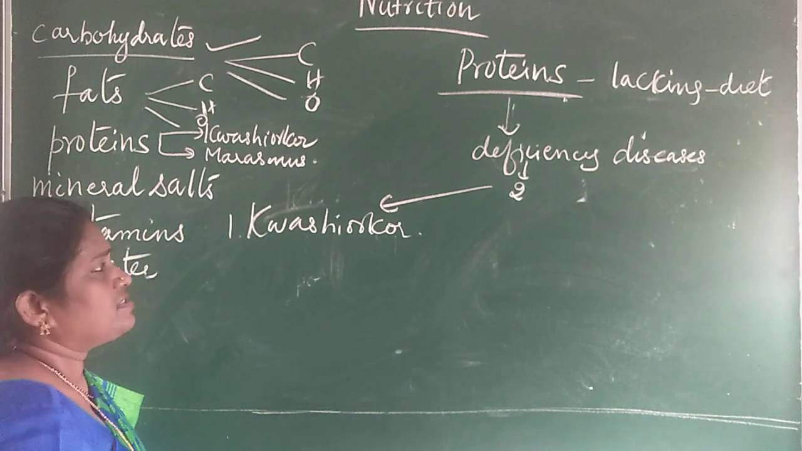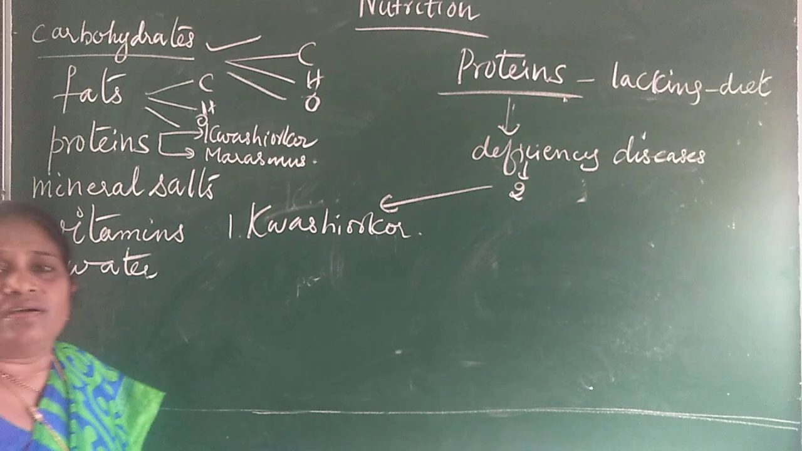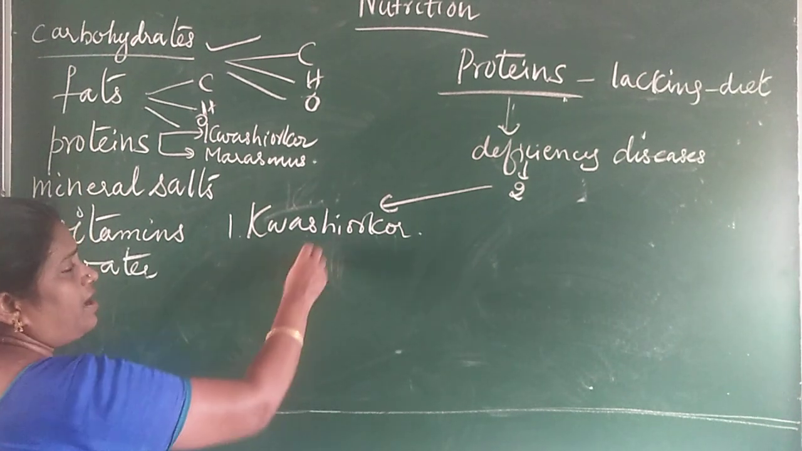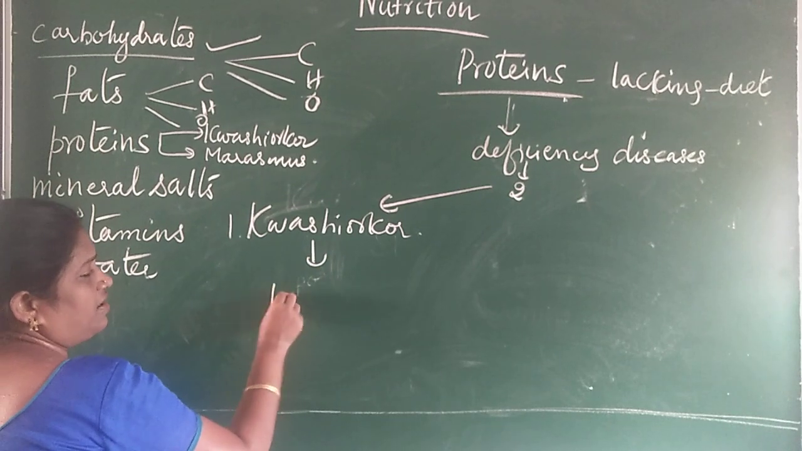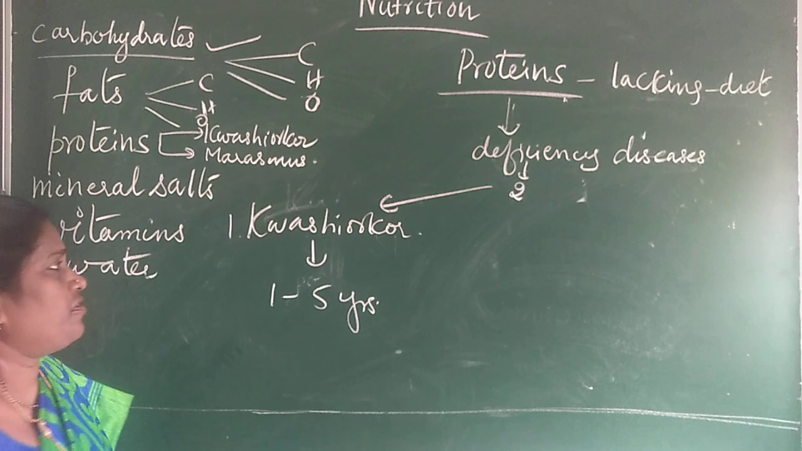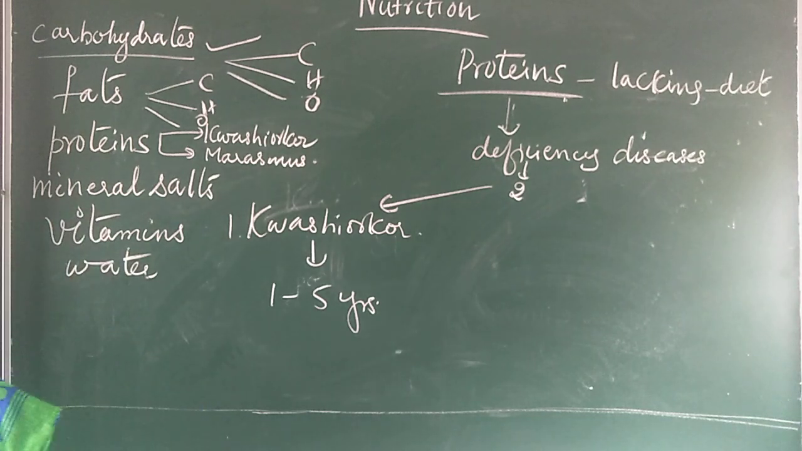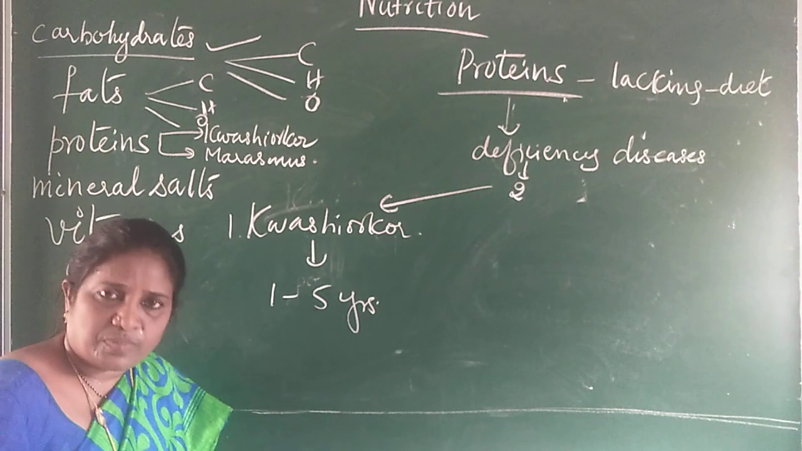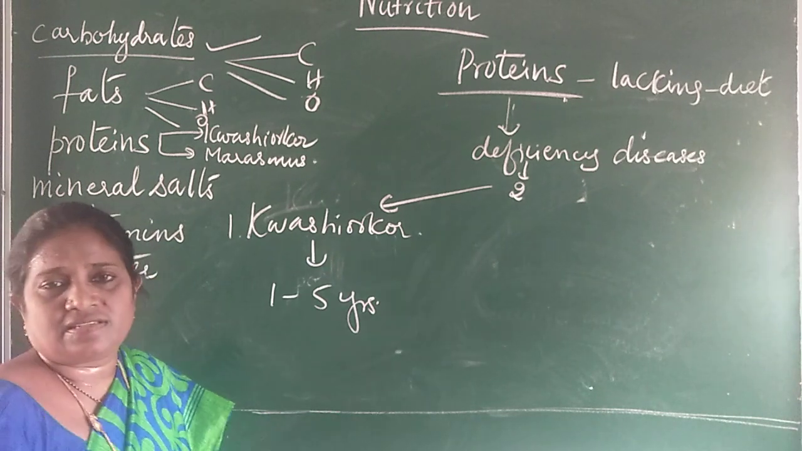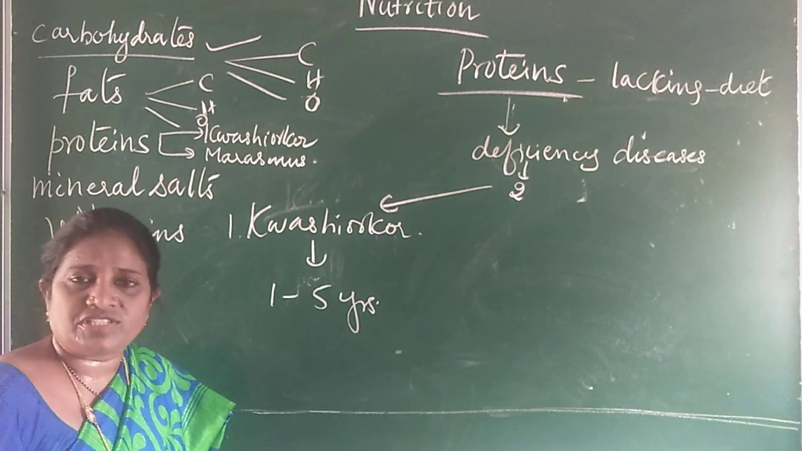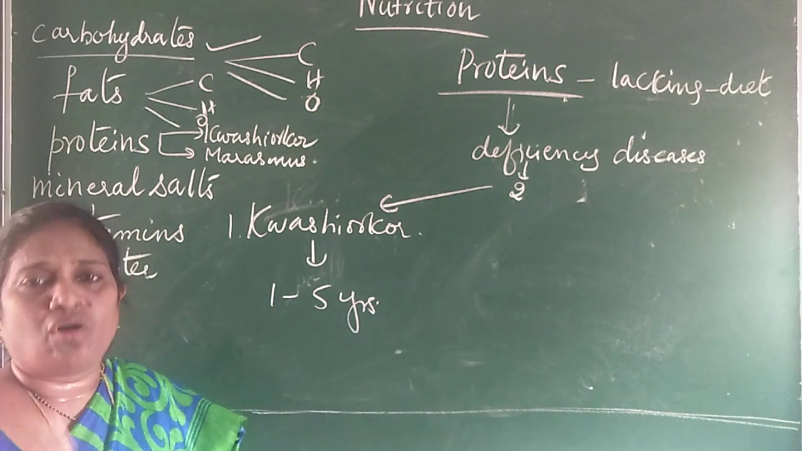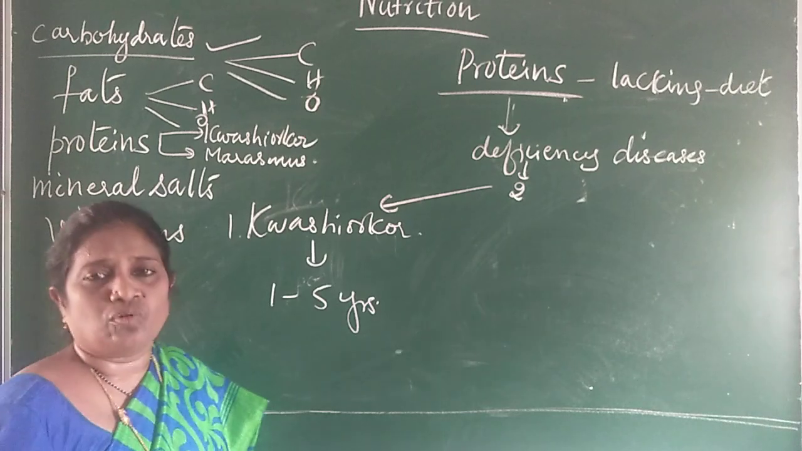Kwashiorkor is called Sukha Rog. It is mainly seen in Africa, where young children between the age of 1 to 5 years usually suffer from this disease. I repeat, when the diet is lacking proteins, children usually suffer from two diseases. Those are called protein deficiency diseases. The first one is kwashiorkor. It is called Sukha Rog in Hindi.